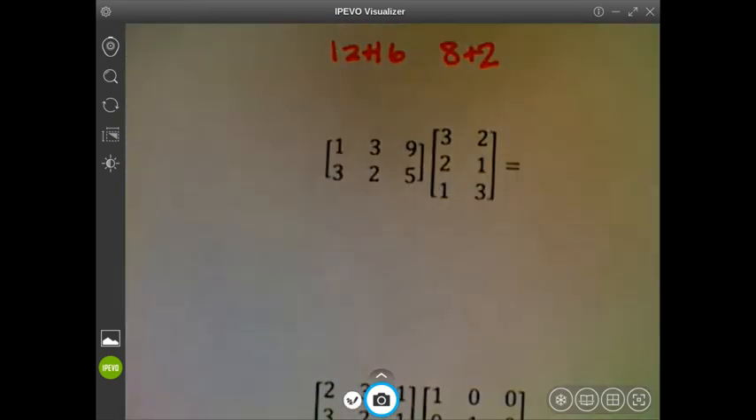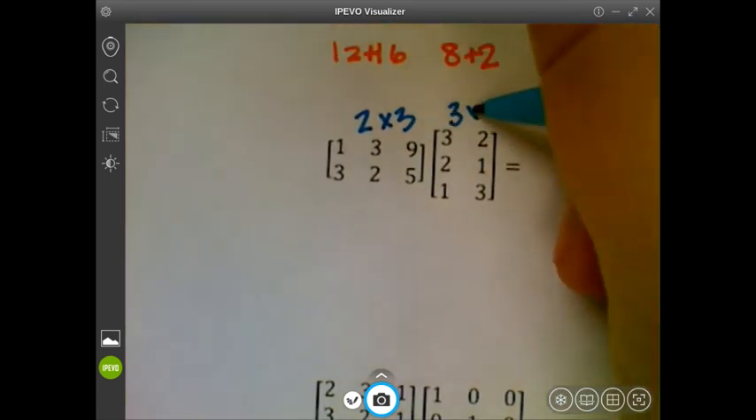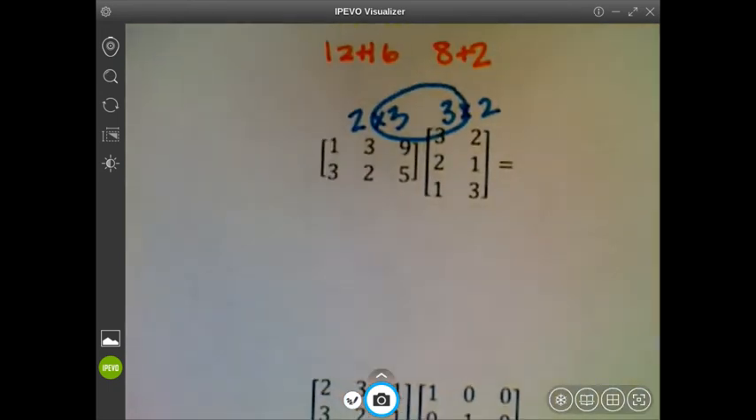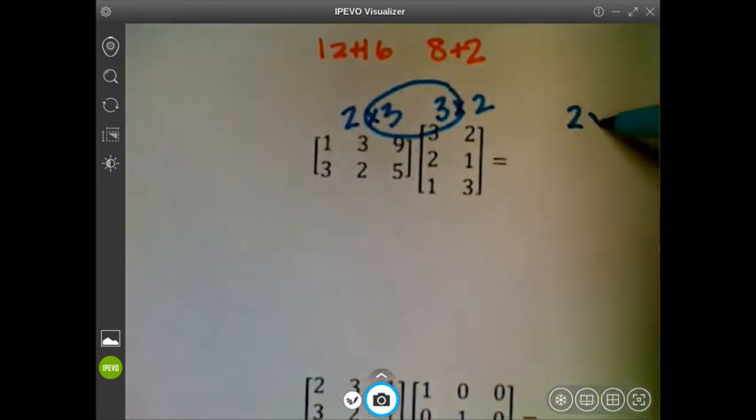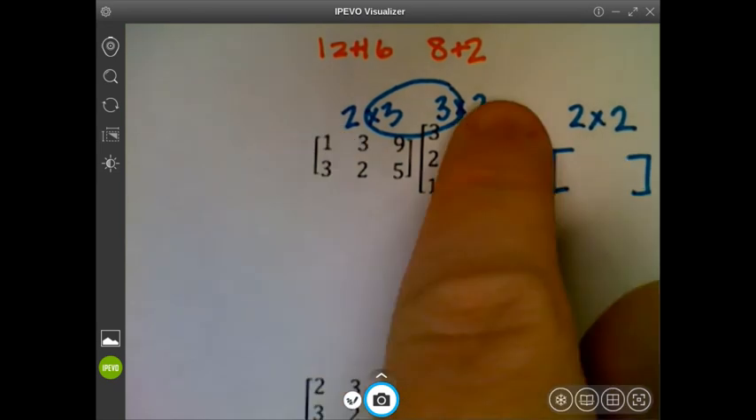All right. Next one, we have 2 rows, 3 columns. And then this one's 3 rows and 2 columns. So these match, which means that we can multiply, and our solution is a 2 by 2 matrix. The 2 numbers on the outside, 2 by 2.